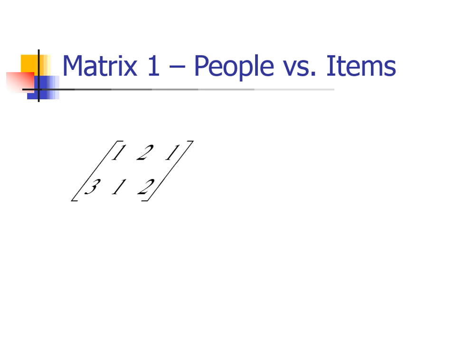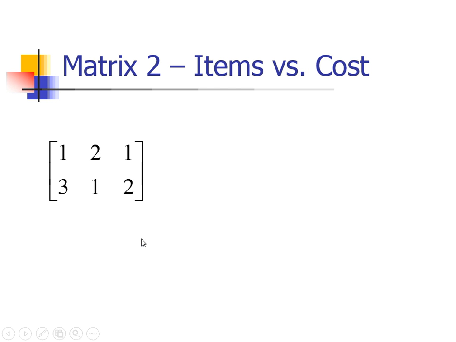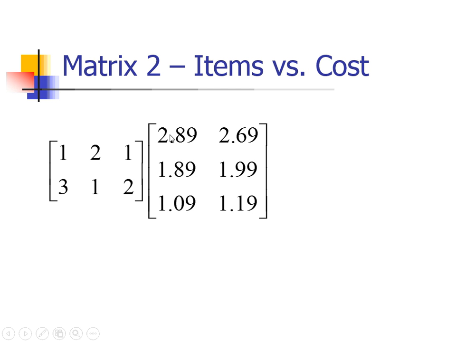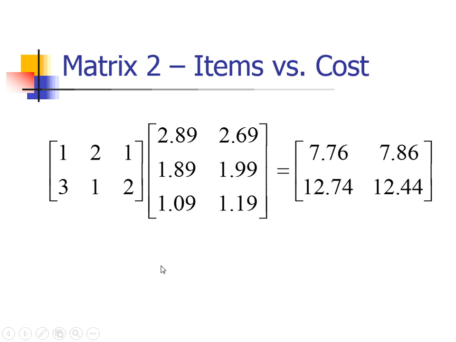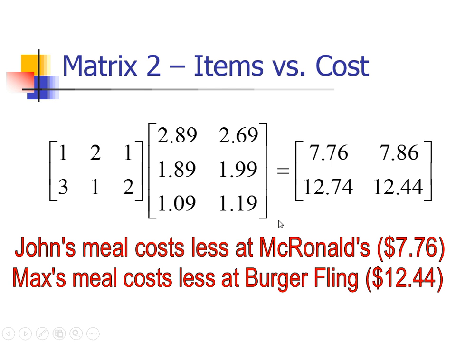So the first matrix, I've got the number of items and the people. So this is John's order here, and this is the second guy's order. I already forgot his name. And then in the second matrix, I've got how much each item costs. So these are the burger prices, fry prices, and drink prices. If I multiply those matrices together, that's what I get. So this is John's cost at McDonald's and his cost at Burger Fling, and this is the other guy's cost at McDonald's and Burger Fling. So John's meal costs less at McDonald's, and Max's meal costs less at Burger Fling.